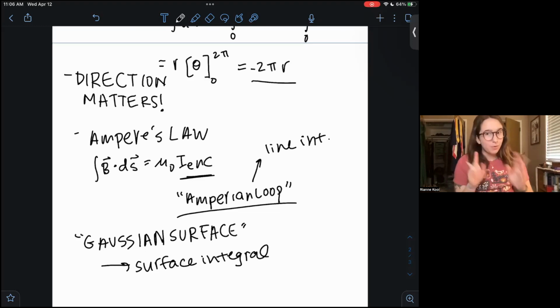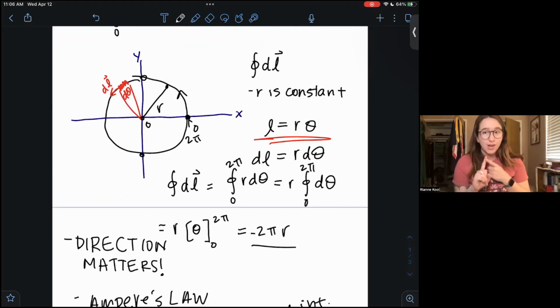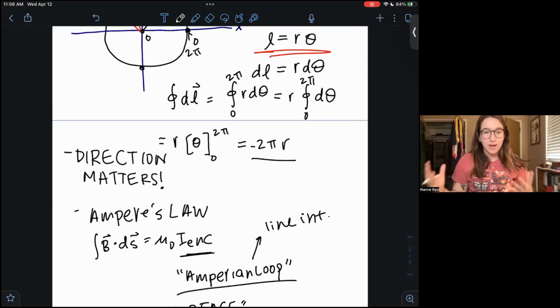It's important to recognize that this Amperian loop, or just line integrals in general, are not surfaces. They are not looking at an area. They are looking at just the line, and how the vector field along that line is changing. That's why we want to look at this for magnetic fields.